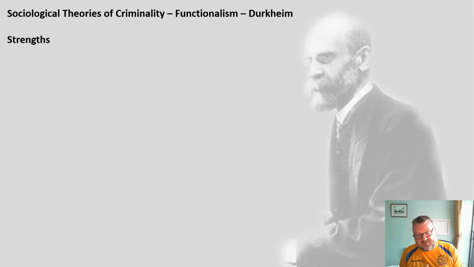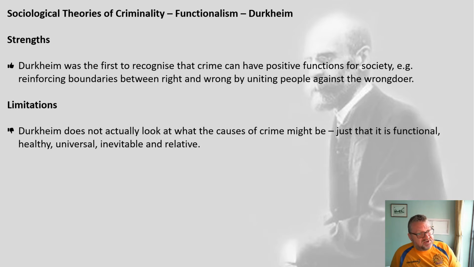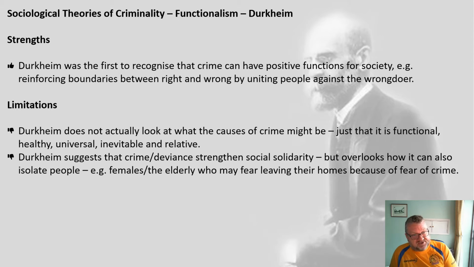So if we were going to evaluate Durkheim, the strengths of his theory, well, he's the first to recognise that crime can have a positive function for society, such as reinforcing boundaries between right and wrong, uniting people against the wrongdoer, etc. But there are limitations. He doesn't actually look at the causes of crime, just that it's functional, it's healthy, it's universal, it's inevitable and relative. He also suggests that crime and deviance strengthen social solidarity. But he doesn't really think about how it can also isolate people, for instance, females, the elderly, who may fear leaving their homes because of fear of crime. So Durkheim doesn't really address that issue.